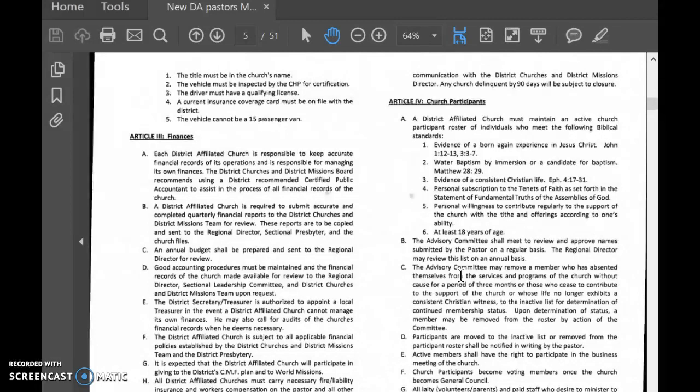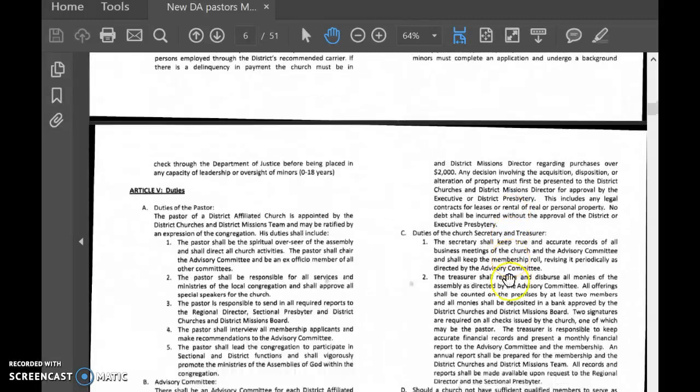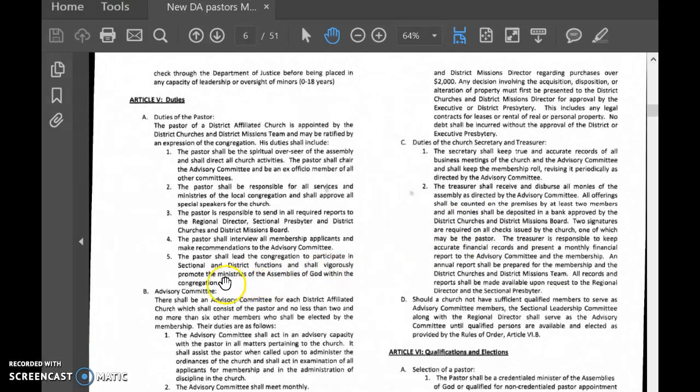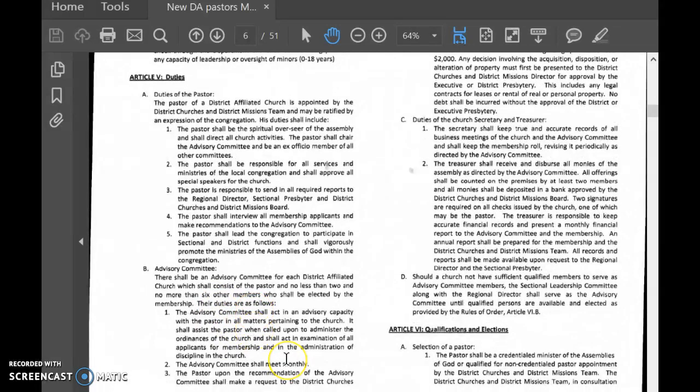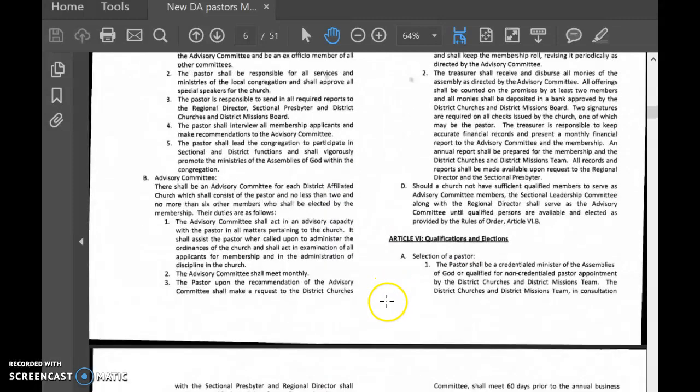That is because you have church participants. If you had membership and a church board, it would be completely different. The membership would vote you in, and the board would ratify that. Article 5 is duties of the pastor. This gives you some information, lets you know the spiritual oversight that you are giving to the church, and also it tells you about the advisory committee, their capacity to act, when they meet, the duties of the secretary treasurer. And also if the church doesn't have sufficient qualified membership to act. All of this information is here directly for you.